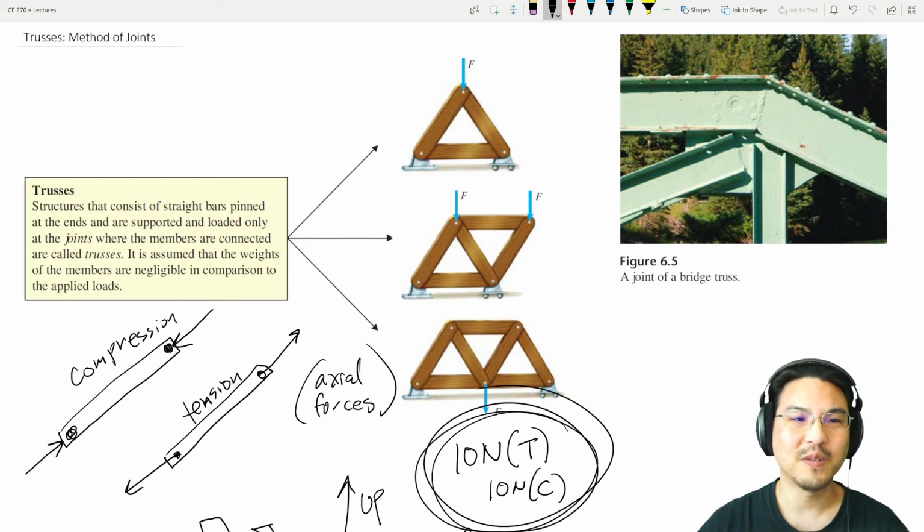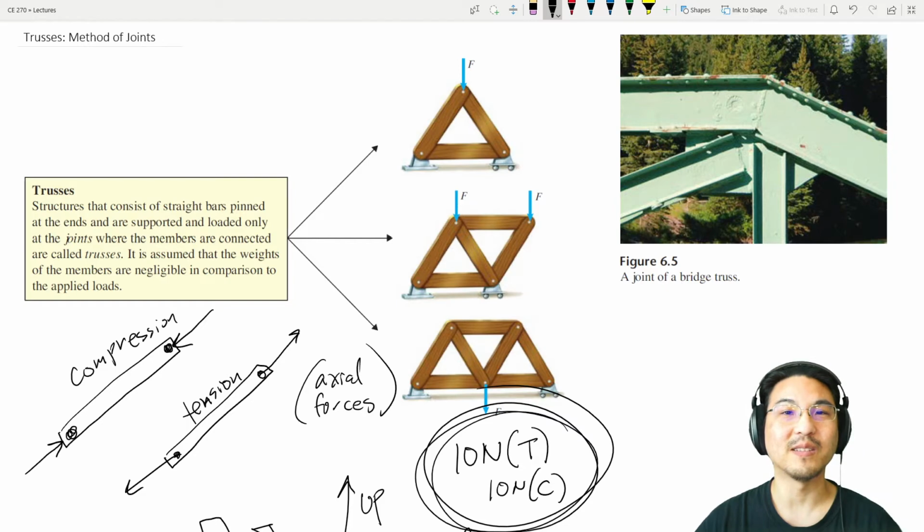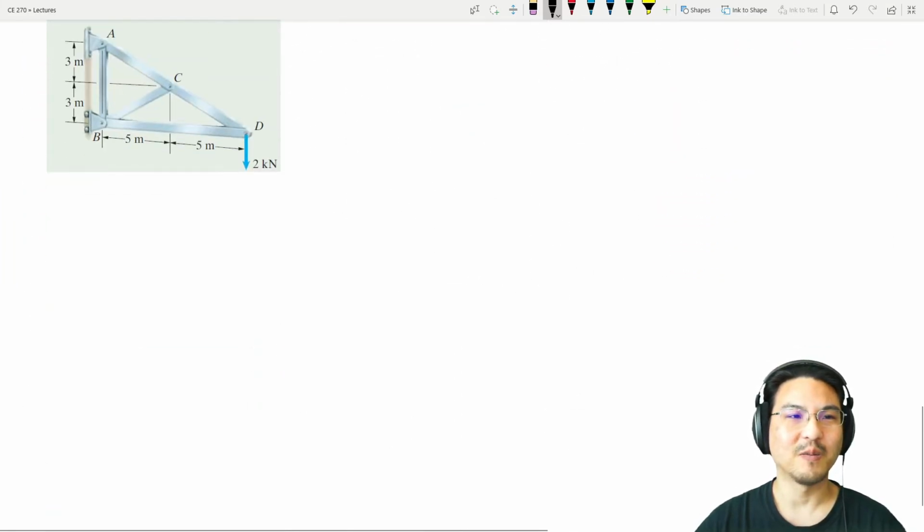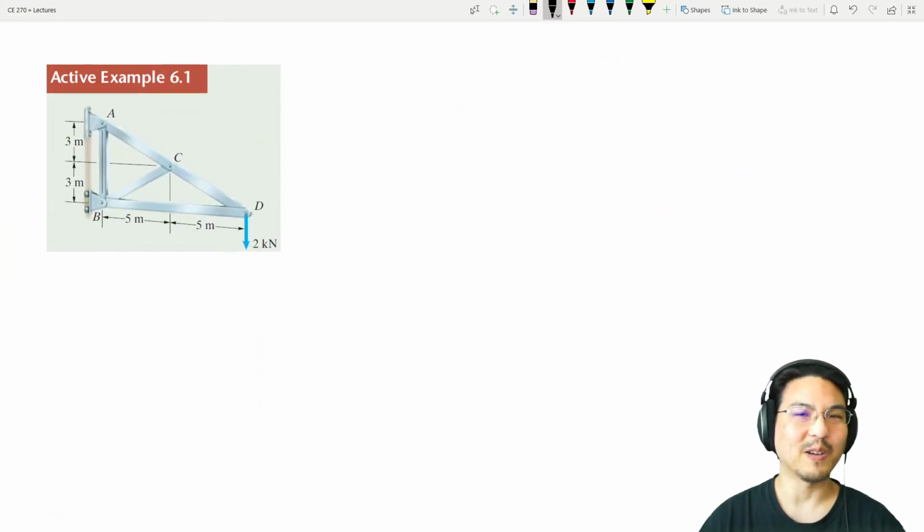Okay, and we will go over 2 different methods to analyze trusses, the method of joints and the method of sections. So let's start with what I consider the more systematic of the 2, the method of joints. So here's how it works.